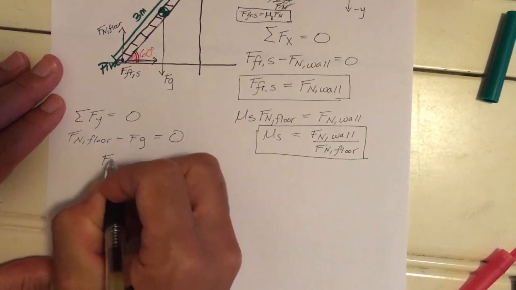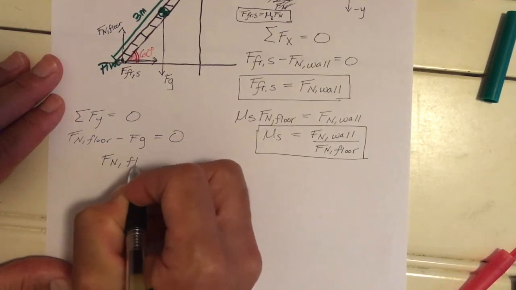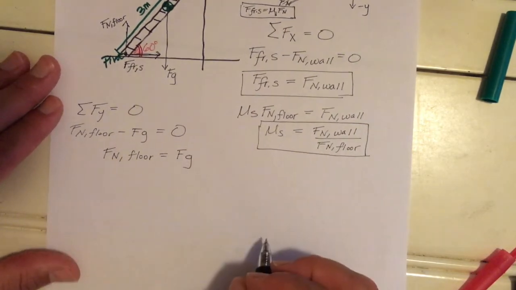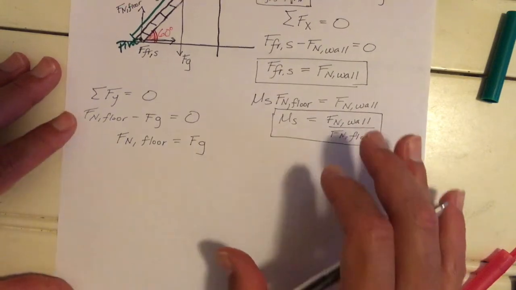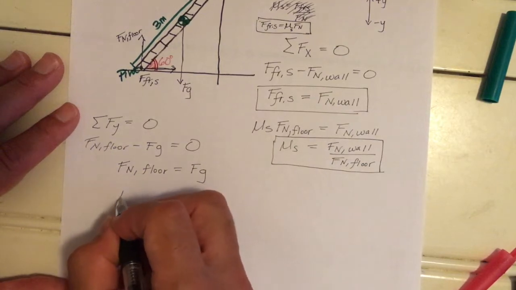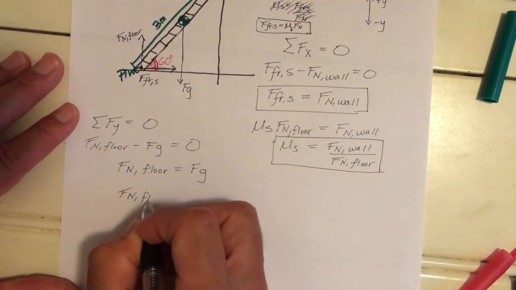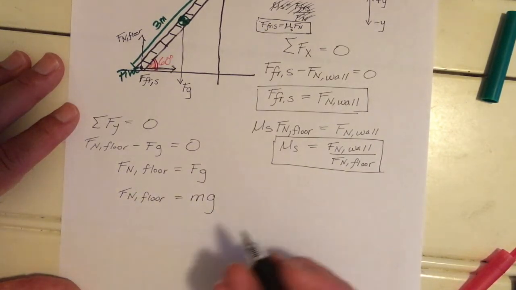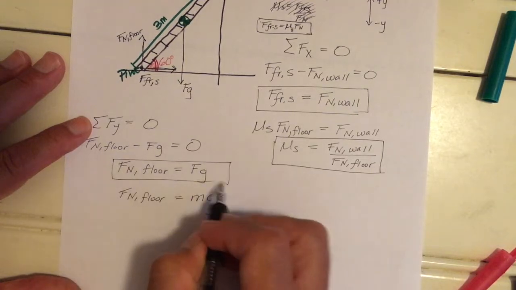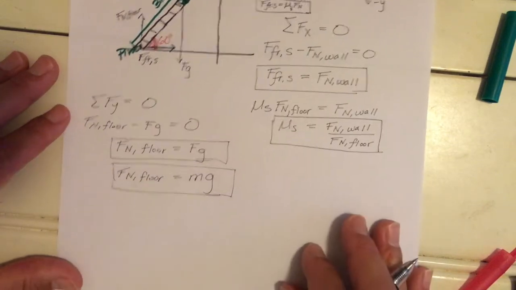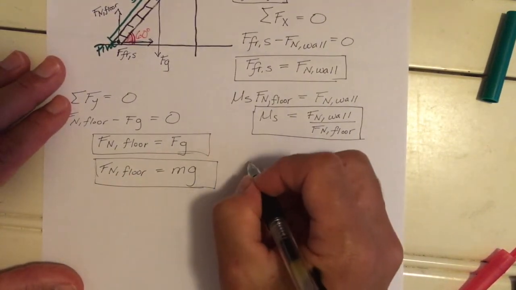All right, so let's go a step further here. We can then say that Fn floor is equal to Fg. Interesting. But we don't know what Fg is. I guess we could write it as Mg. I'm not sure if that's going to help us, though. I think we're kind of stuck there. Thanks a lot, y direction. All right, so now let's go to the torques. Let's go down here.